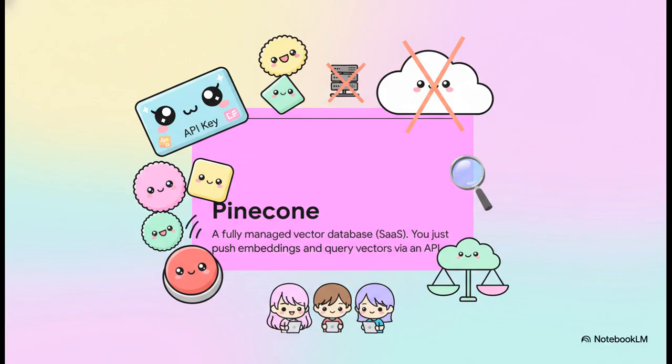It's a full-on software as a service. You're not spinning up servers, you're not worrying about scaling, none of that headache. They give you an API key, and your team just starts pumping vectors in and querying them. The whole operational mess, that's their problem, not yours.